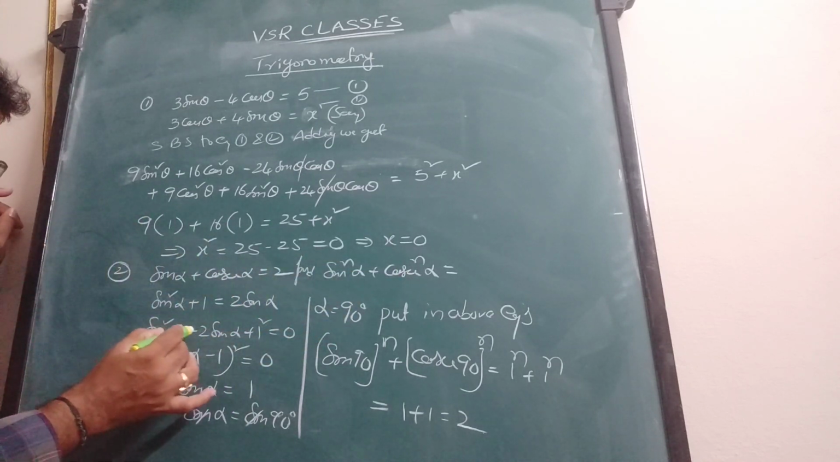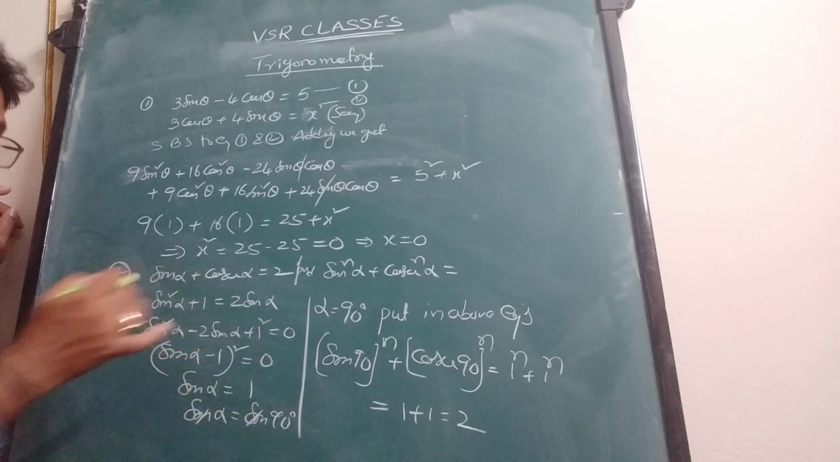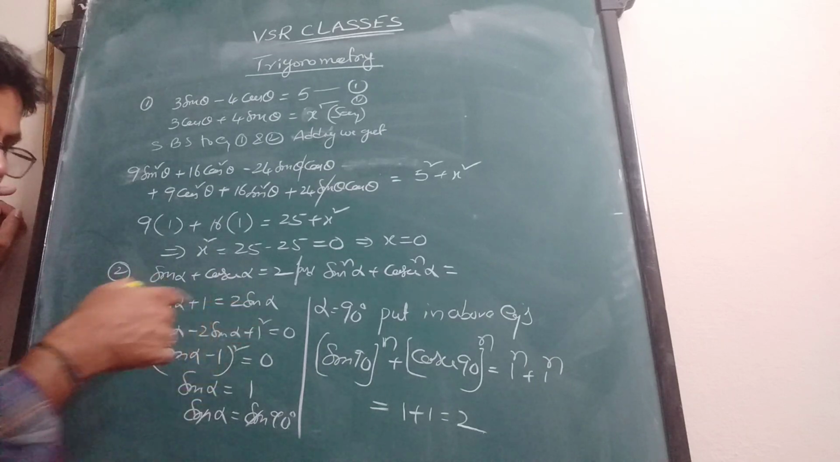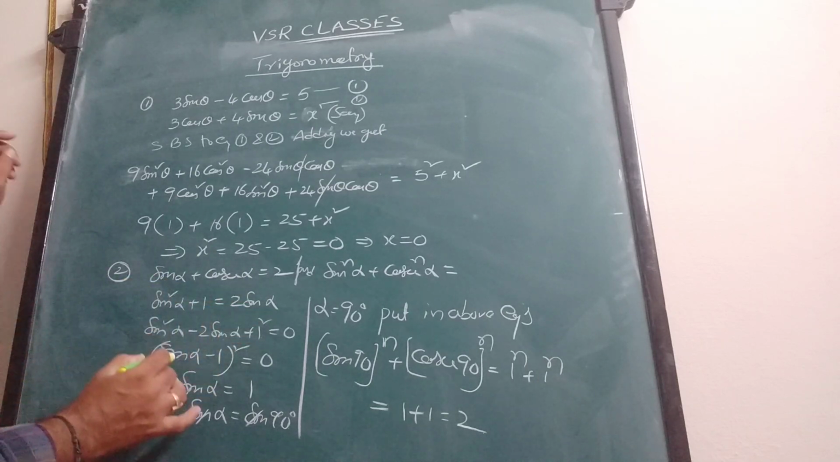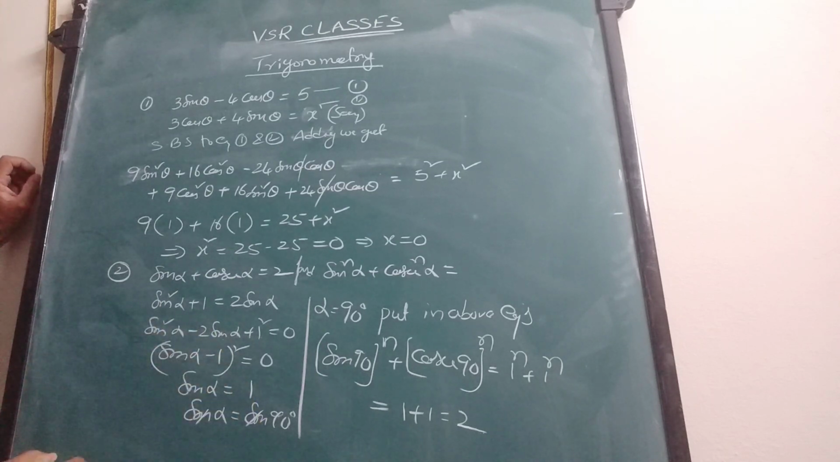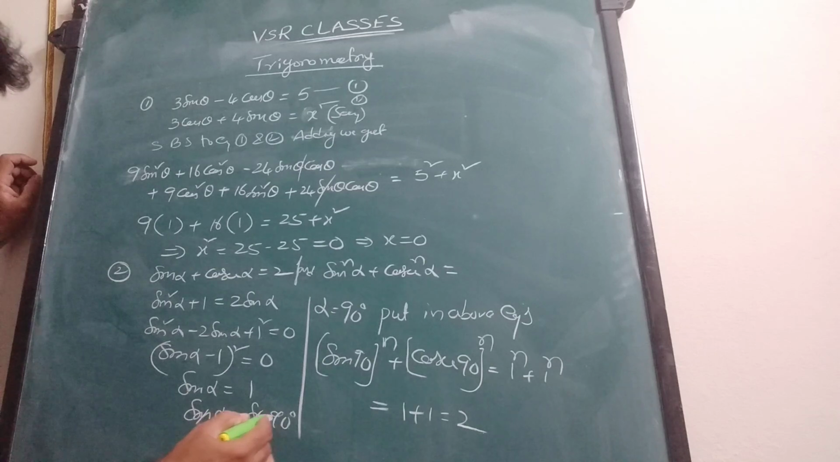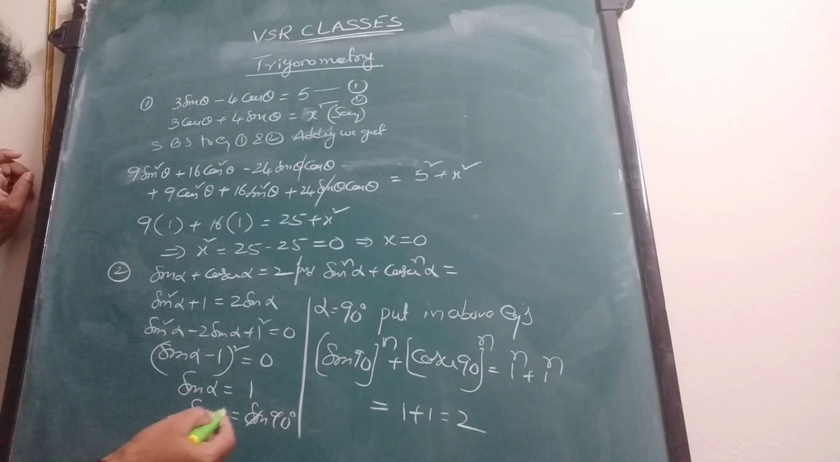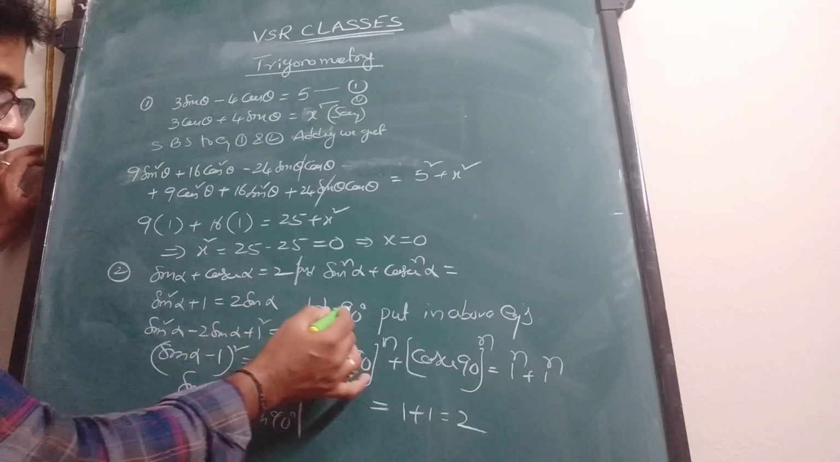Now sin square alpha minus 2 sin alpha plus 1 equals 0. It seems to be in the form of a square minus 2ab plus b square, so a minus b whole square. Sin alpha minus 1 whole square equal to 0, so sin alpha is equal to 1. At which angle will you get 1? Sin alpha is equal to sin 90, we get 1 as that value, for that degree. Sines cancelled, and alpha will be 90. Alpha is equal to 90.